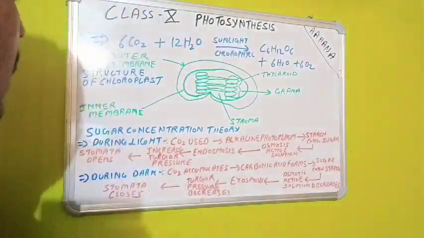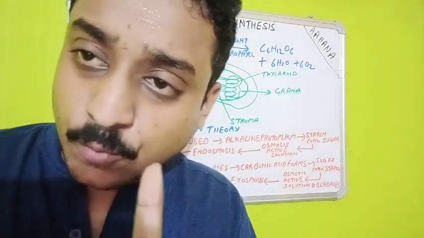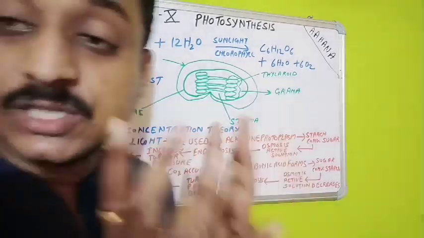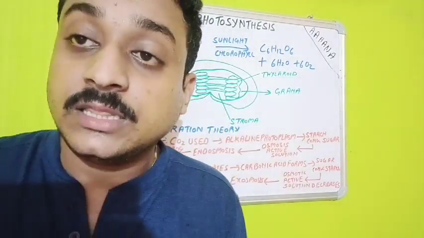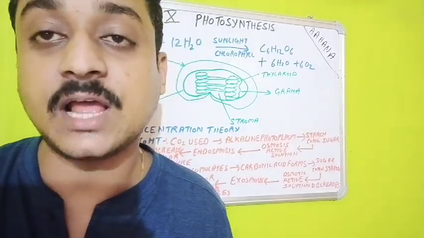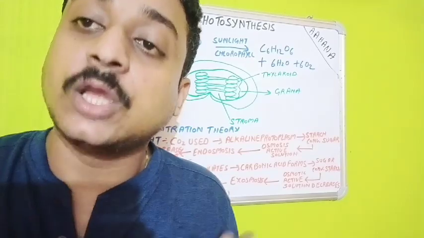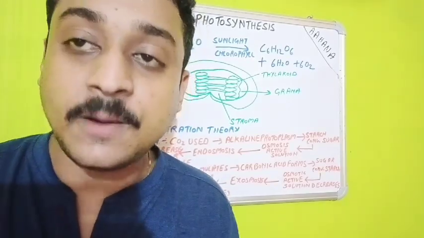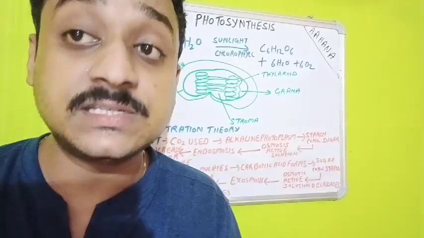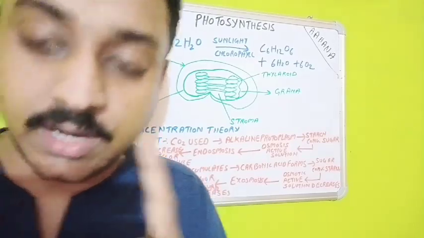Now, the next part is the structure of chloroplast. In the structure of chloroplast, we have to learn a few things. What is chloroplast? The leaves are green in color. Why? Because the leaves have chloroplast. Why is chloroplast green in color? Because the chloroplast has chlorophyll. Chloroplast is a plastid present in the leaf which is green in color, because the chloroplast possesses chlorophyll. I hope you can understand till here.